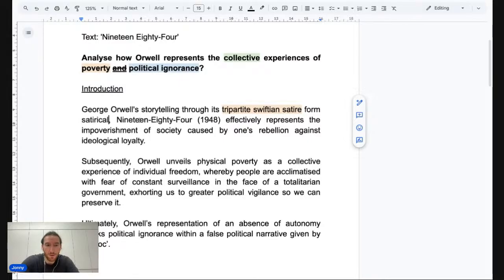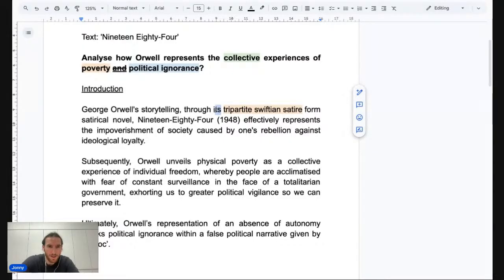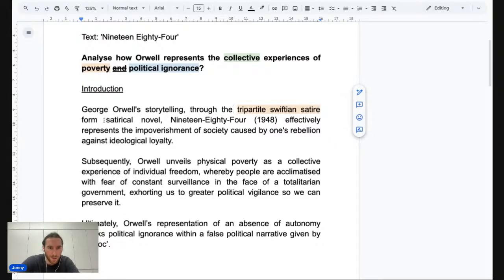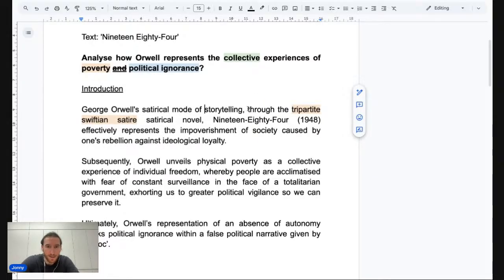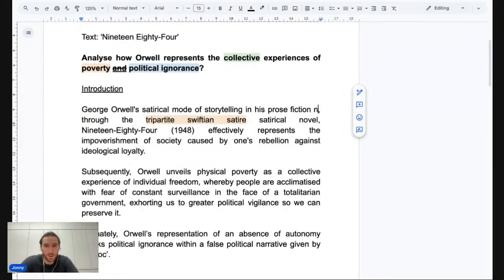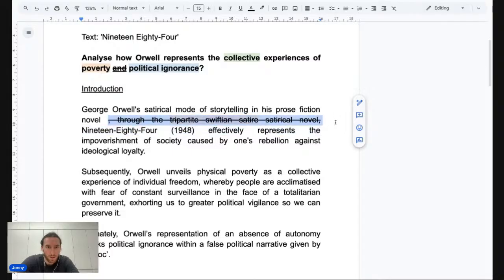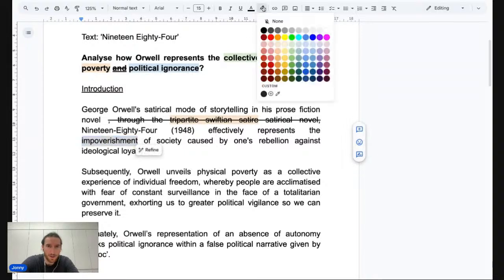Maybe you want to go with, satirical novel, right? George Orwell's storytelling through, and then you say it's, which doesn't make sense, through the satirical novel form. I mean, it's kind of funny to say form at the end like that. Why not just say George Orwell's satirical mode of storytelling in his novel? You don't need to overcomplicate here. George Orwell's satirical mode of storytelling in his prose fiction novel 1984 effectively represents the impoverishment of society. So you've hit impoverishment there.